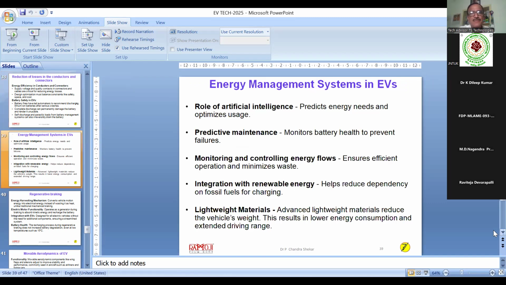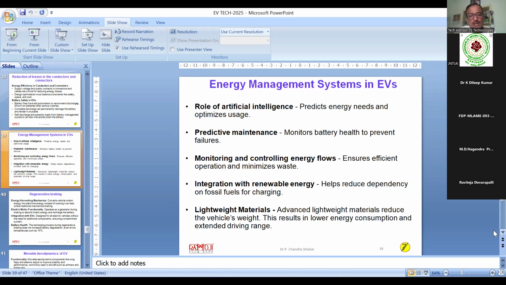Energy management system in EVs: the role of artificial intelligence is to predict energy needs and optimize the usage. Predictive maintenance monitors battery health to prevent failures. Monitoring and controlling energy flows ensures efficient operation and minimizes waste. Integration with renewable energy helps to reduce dependency on fossil fuels for charging. What is that integrated with renewable energy?